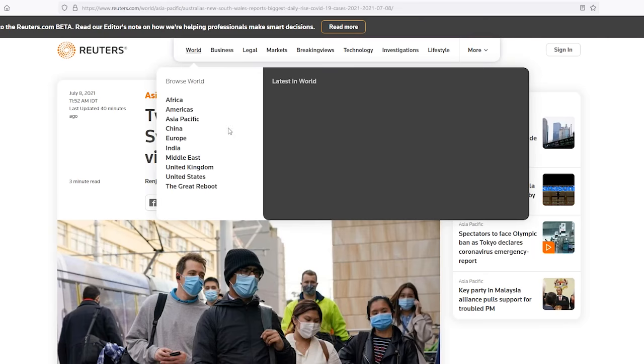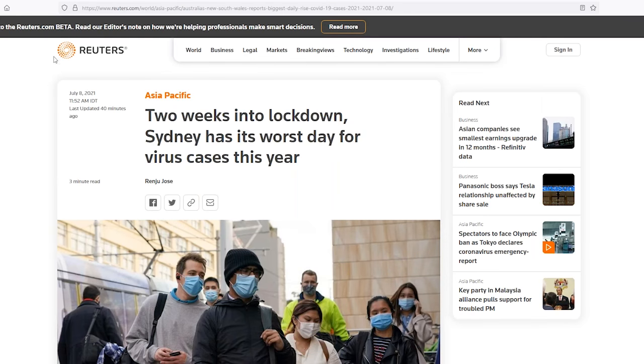Then we move forward and we look at the next headline. 2 weeks into lockdown, Sydney has its worst day for virus cases this year. Wow, just when we thought the virus was under control, right? Now we see there's a lockdown in Australia. Sydney has its worst day for virus cases for the whole year. So that's another negative headline. There's some fear developing about what's going on with COVID right now.